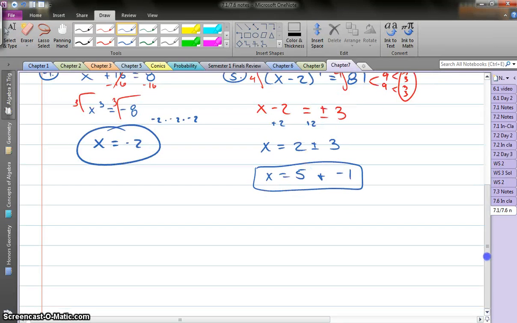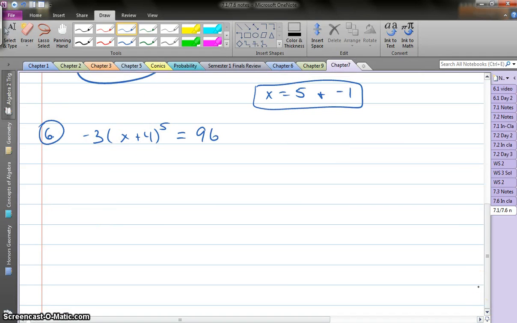All right, so some different combinations of things that can happen. 2 more examples and I'm done. Negative 3 times the quantity x plus 4 to the 5th power equals 96. So the first thing we got to do is get this whole term by itself. So I'm going to divide everything by negative 3. So I get x plus 4 to the 5th power is equal to negative 32.